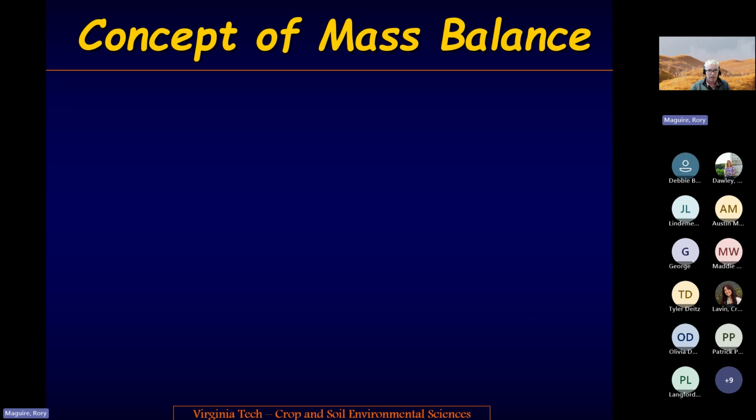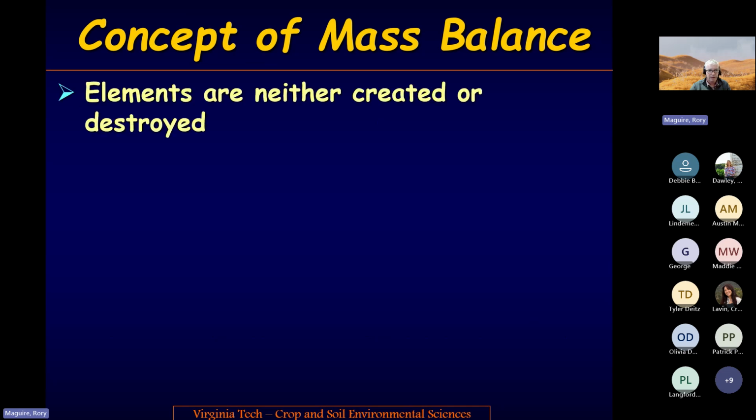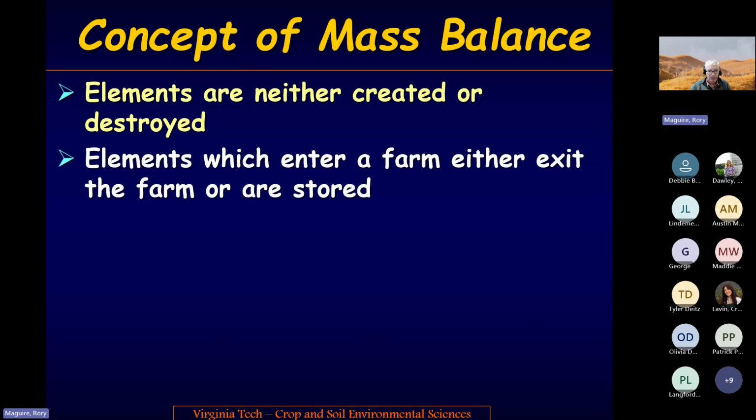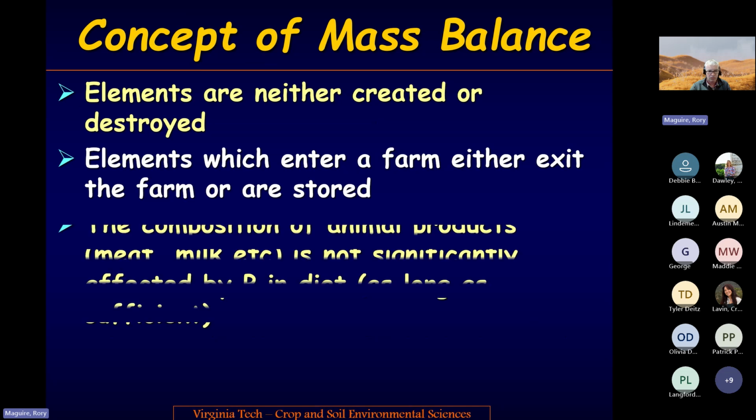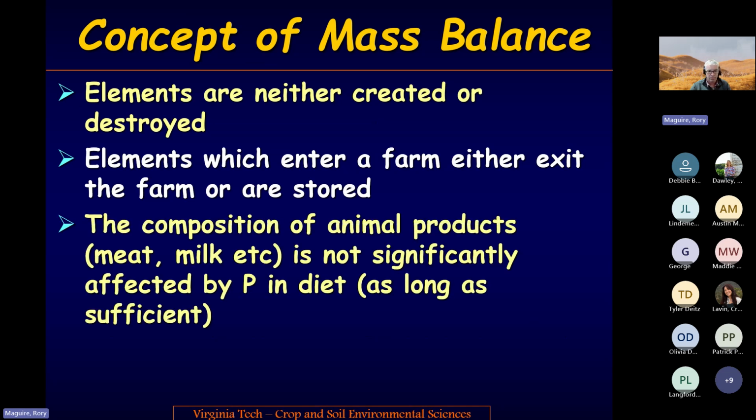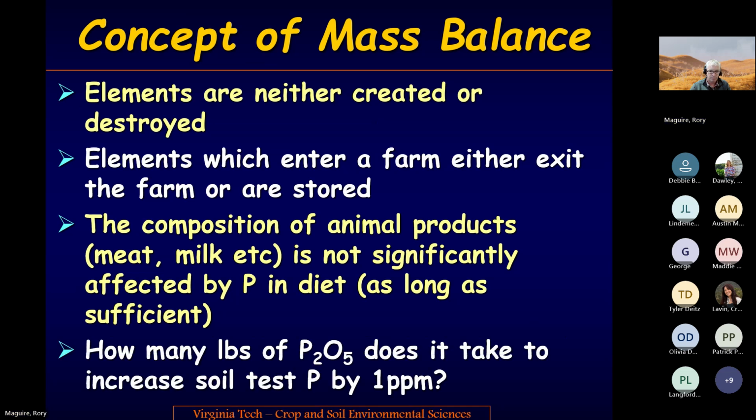So what's this concept of mass balance I'm going to be talking about? Elements are neither created nor destroyed, so phosphorus isn't going to convert into anything else. Elements which enter the farm either exit the farm or are stored. With nitrogen, it can go into the atmosphere. There's no gaseous form of phosphorus. The composition of animal products, meat and eggs, is not significantly affected by the phosphorus in the diet, as long as you have enough in there. So if you overfeed phosphorus, there's going to be more and more phosphorus coming out the back end of that animal, and the animal's not going to benefit from it.